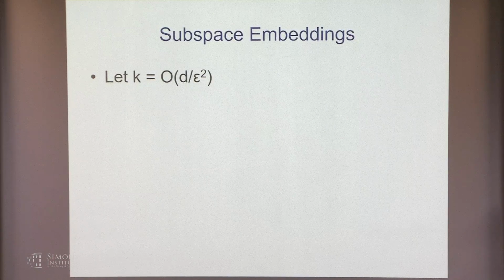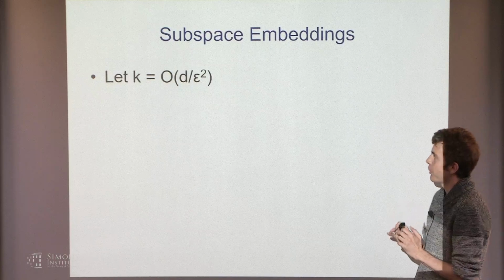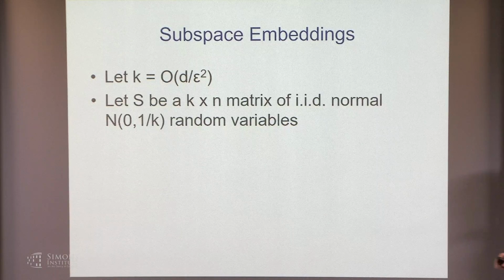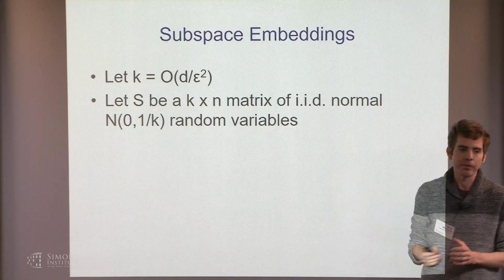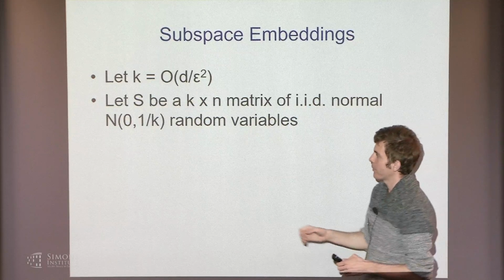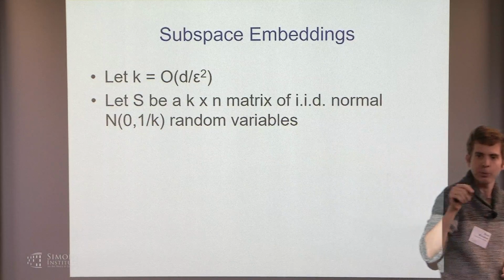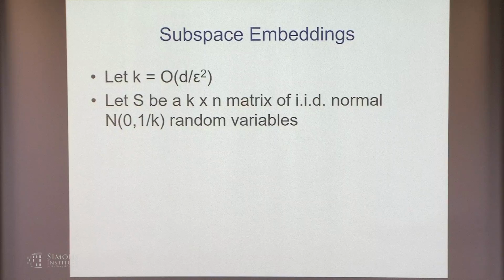Okay, let me say a little bit why, and to do so, let me introduce the notion of a subspace embedding. Let K be order d over epsilon squared, and let S be this matrix of IID normal random variables. As I said, they're not standard normal. The variance is 1 over K. This is like the 1 over root K normalization factor that Ravi was mentioning.